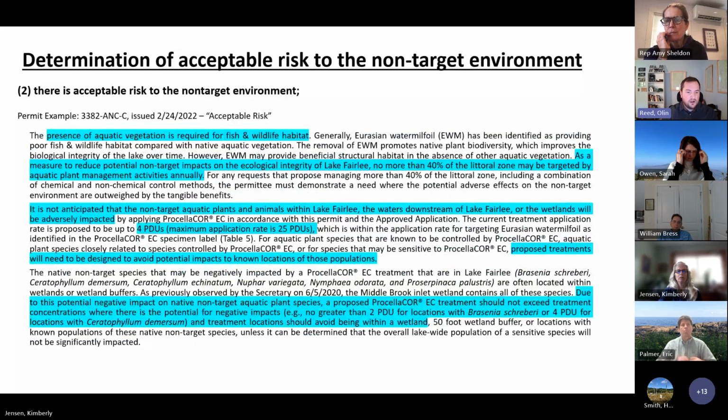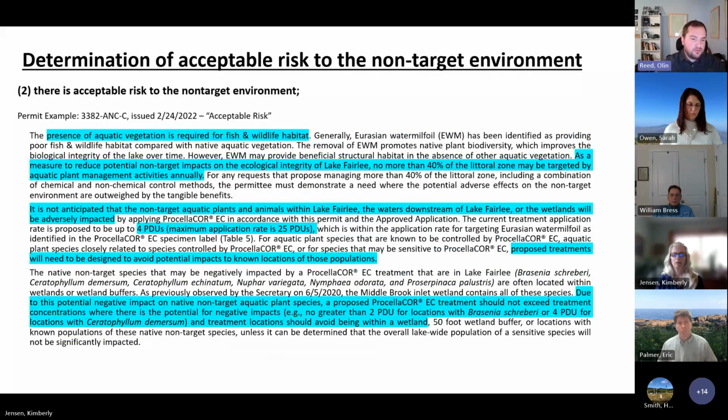If you could go back to that slide. About halfway down, it talks about maximum application rates of PDUs, or prescription dose units. And so you can see that this is also restricting how much of a chemical they can put into a body of water to protect plants. Certain plants are controlled at higher PDUs, and so we restrict the amount so that those things won't be impacted, or the potential for impact is much, much lower.